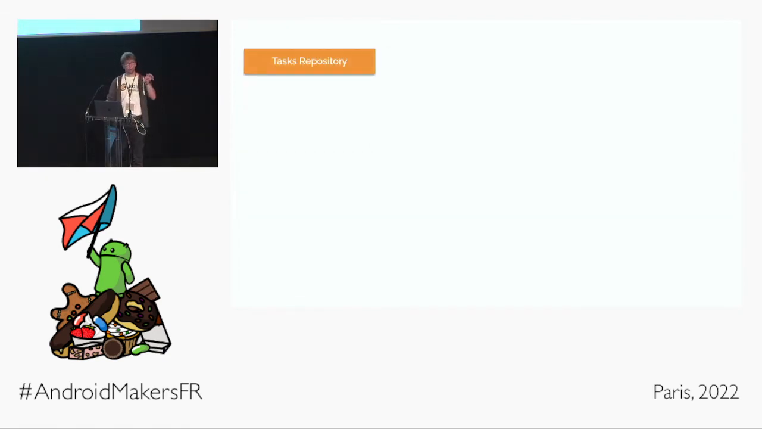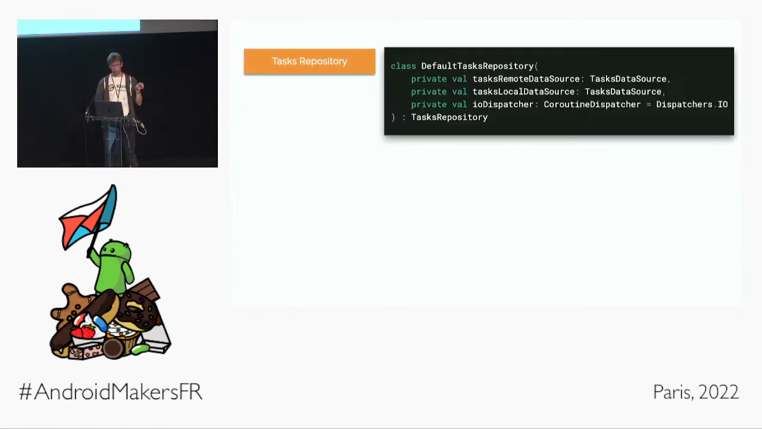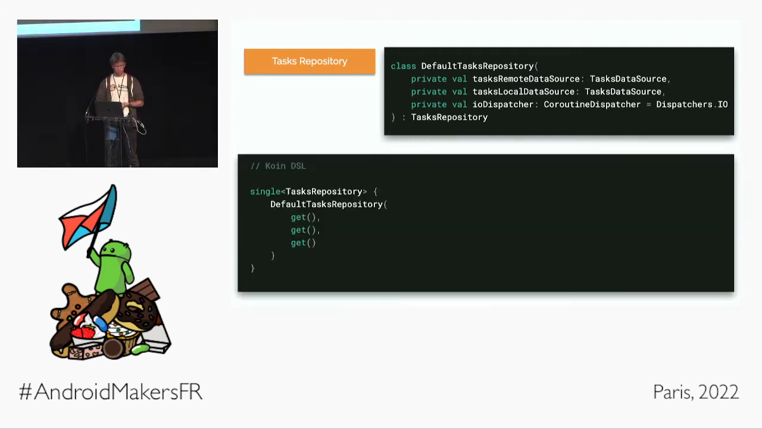Once we have our two data sources, we want a repository to wrap up this data sources logic, and then we want to drive this and call the right stuff. Then we declare our component with 3 gets here, and then for the right instance, you need to put the name, you need to put the label of the components that you want to add here.